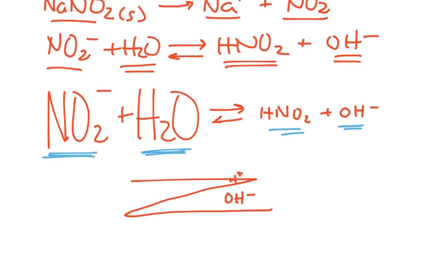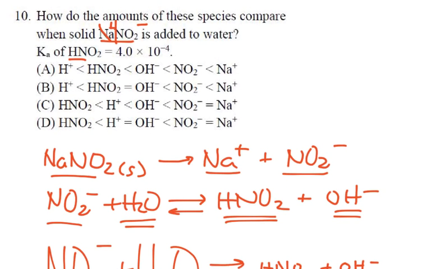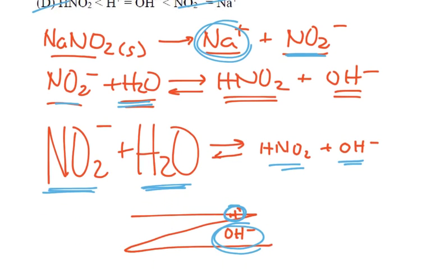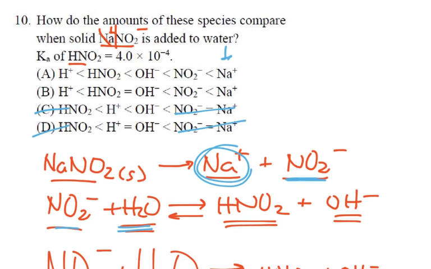Okay, and the other thing I have to think about is, this is a basic solution, so I am going to have some H plus, but it's going to be pretty small, because a basic solution means I have more OH than I have H plus. So, going back, for the first step, I'm going to have a lot of Na pluses. But some of my NO2 minus is going to react further. So these are not going to be equal. So I can knock off those two answers. So I know it's not C or D. And the other two both have H plus concentration really low, and that I agree with. So I know it's either A or B.